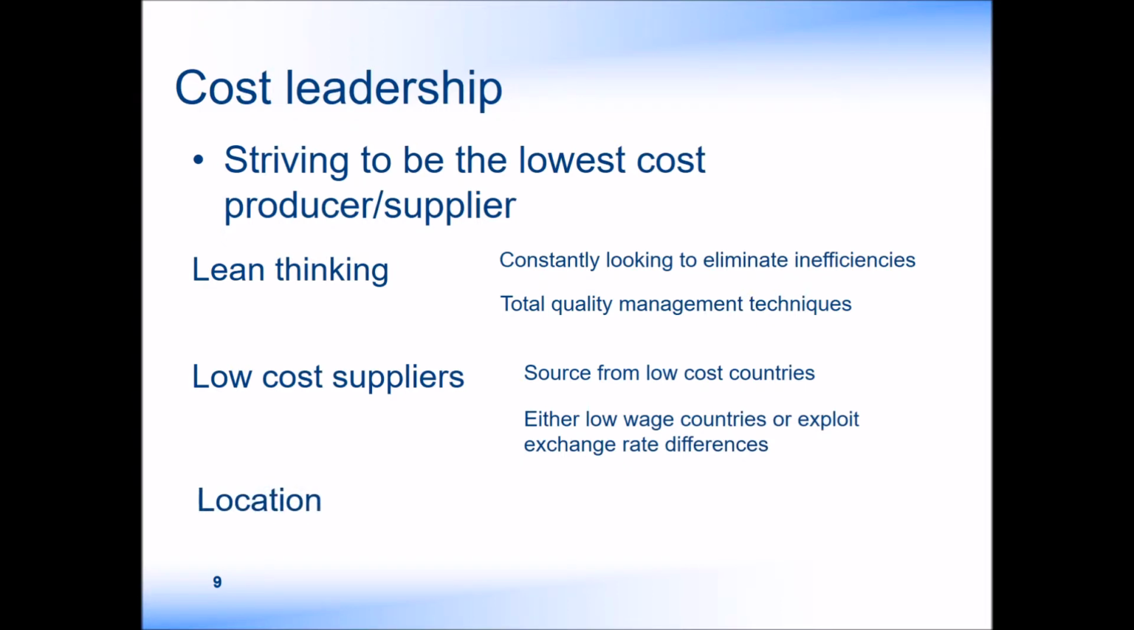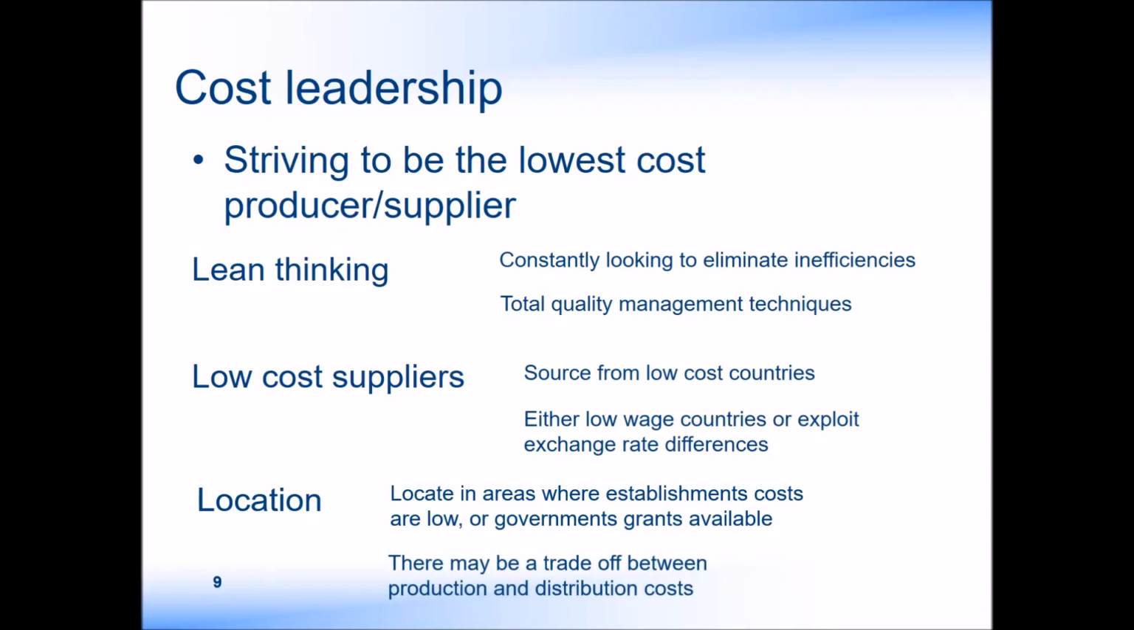And finally, let's look at location. We could locate in less expensive areas, such as an out-of-town location or where government grants are available. However, there could be a trade-off in the cost of production versus transportation costs if the production is undertaken at a distance from the market. The most advantageous scenario is where low-cost production can be undertaken close to the market served.